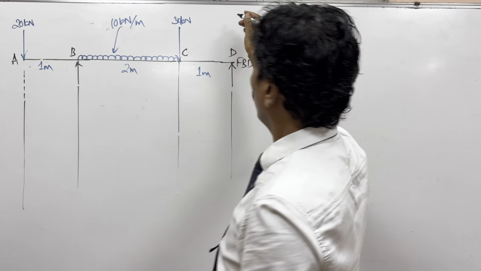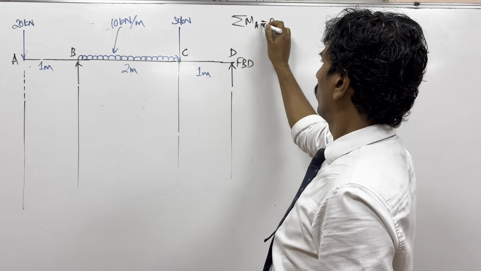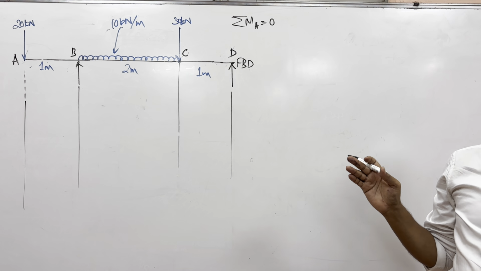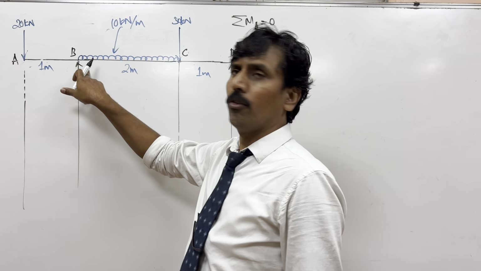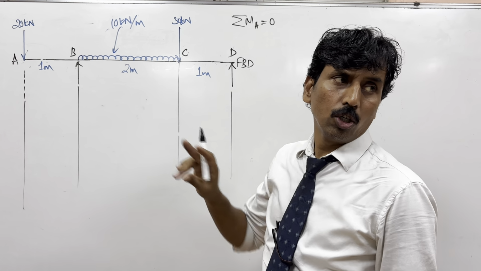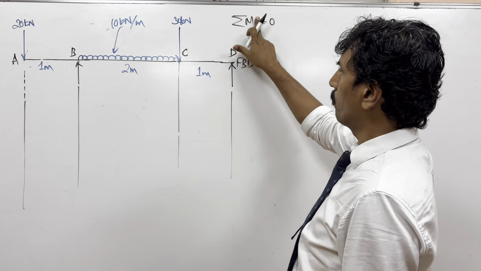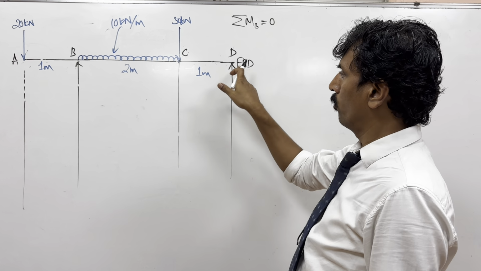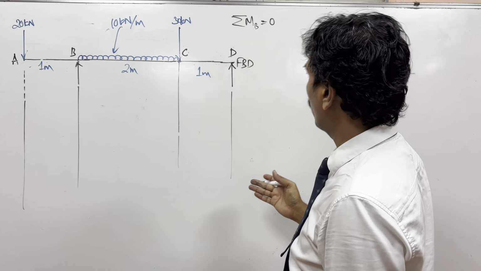So should I take it as sigma MA is equal to 0? Is it right? If you take moment about A equal to 0, then you will have RB into 1 and RD into 3, two unknowns in the equation which you can't solve. So you should take moments at one of the supports so that one of the support reactions is eliminated. You should take it at B, or if you want, you can take it at D also. It's left to you. Okay, so take about B.